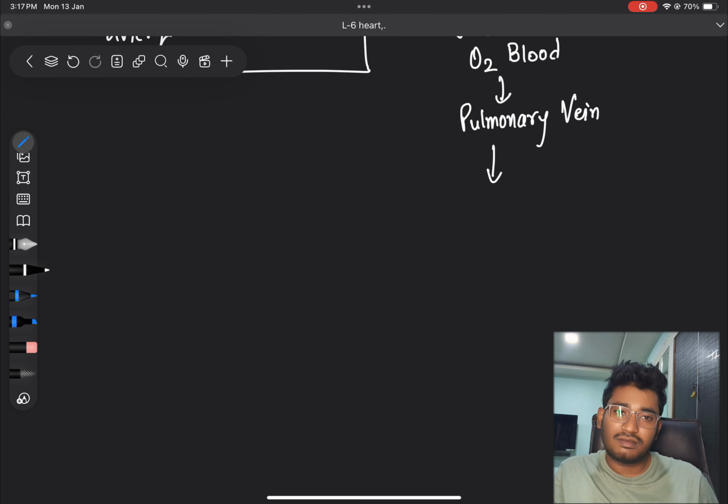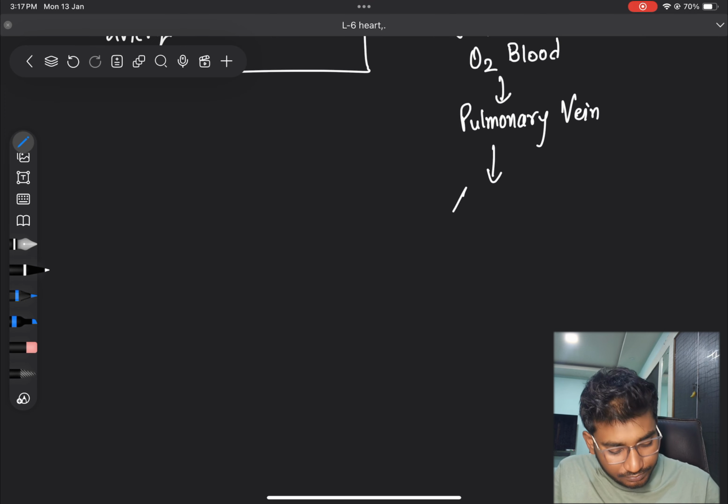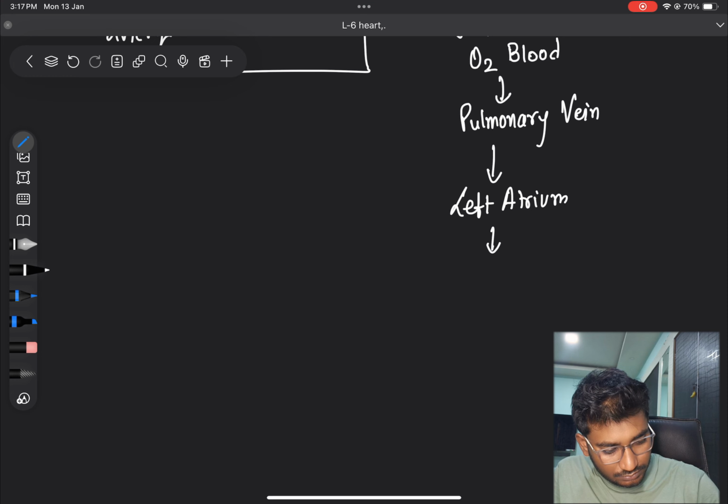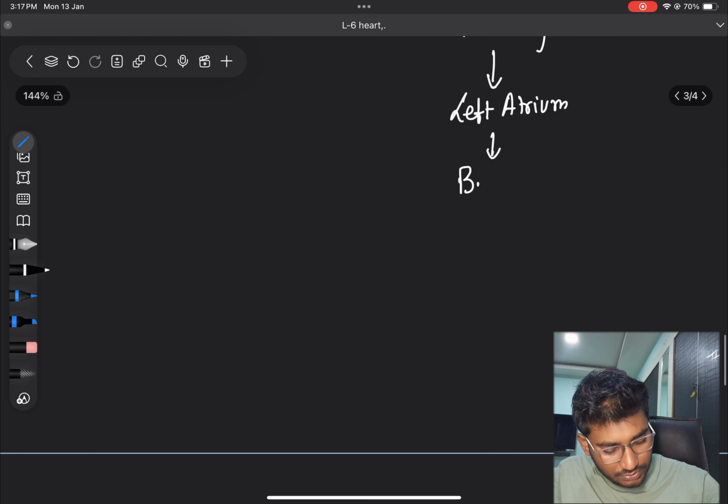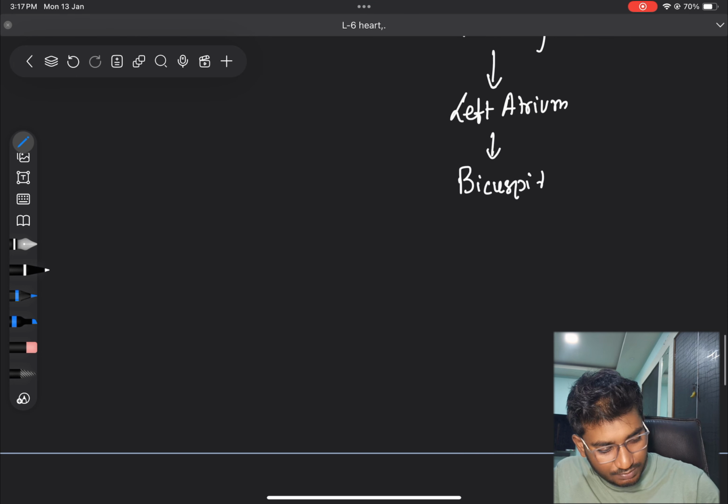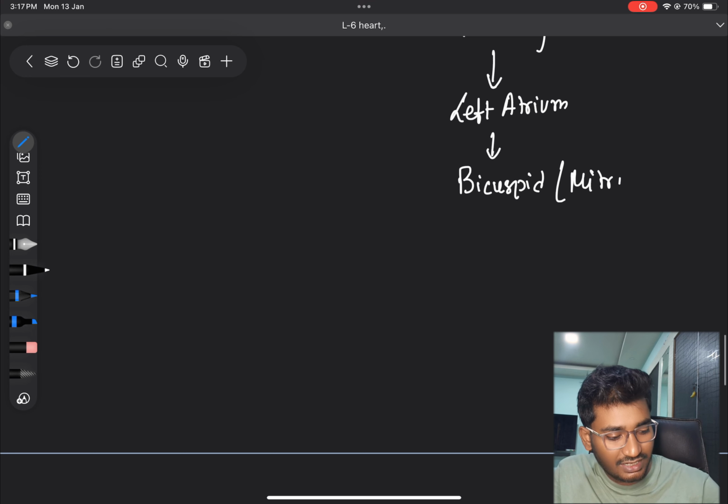Where does the oxygenated blood go? Pulmonary veins are which veins? Those veins are carrying oxygenated blood from the lungs to the heart. It comes to the left atrium. Then it goes to the bicuspid valve, that is also called the mitral valve.